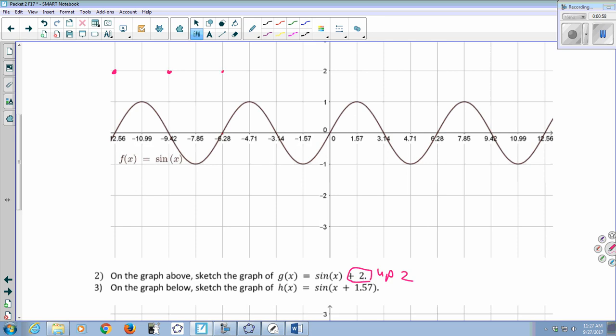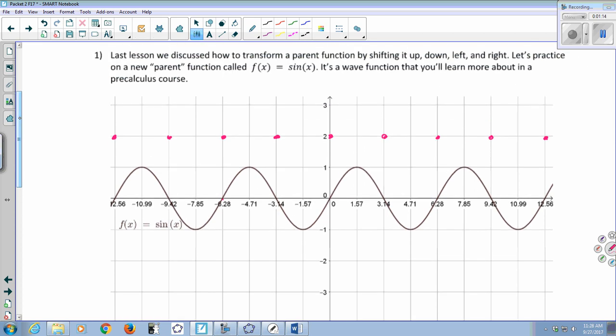So I'm looking at all these x-intercepts here and moving them up 2. There we go. And then I'm going to take all my maximums and move them up 2. So all my high points go up 2 units. Another one. There's a high point, move it up 2. Then I'm going to take all my low points and move them up 2 units. So this one moves to here. This low point moves to here. This low point moves to here. And this low point moves to here.